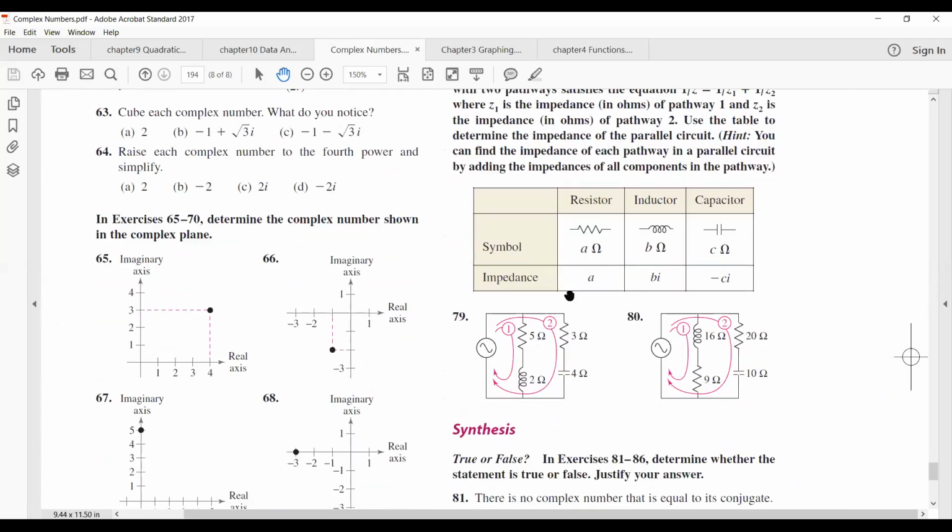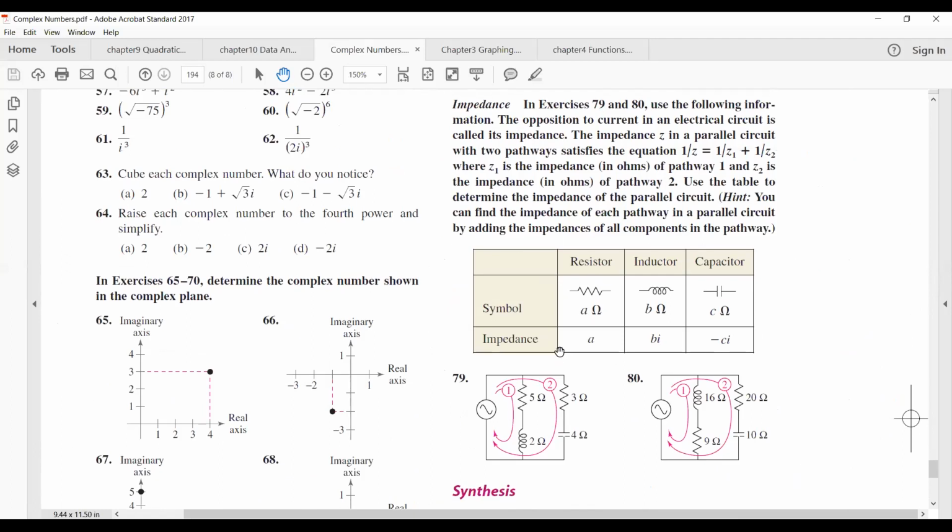One of the examples is right here. Did you guys begin to learn physics, electric physics, in middle school? Not yet, right? You didn't learn this part yet. You know the resistor, inductor, and capacitor.